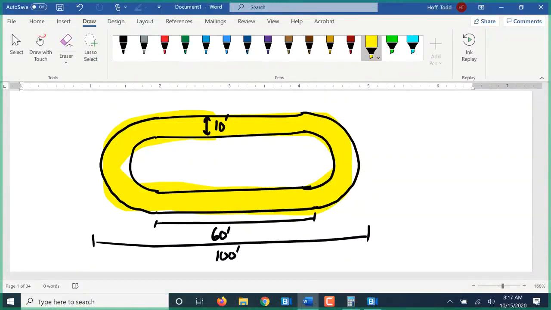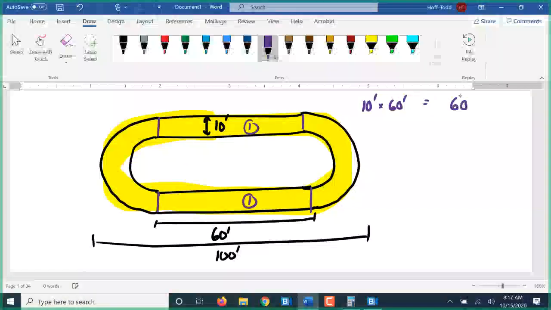Well, we don't have a lot of time, so we'll go ahead and go over this one now. So we're going to have 3 pieces here, actually 4 pieces, but they're going to come in pairs. Our first piece is going to be that rectangle that is 10 feet by 60 feet, or 600 square feet, and there are 2 of them.